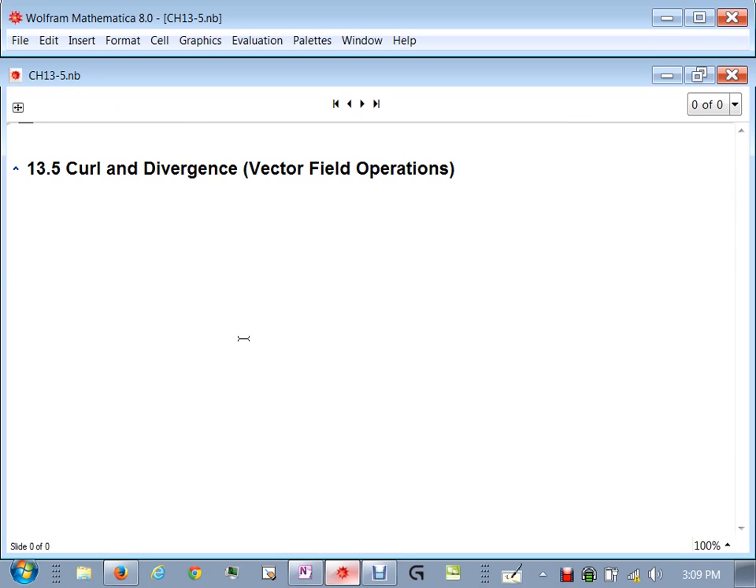All right, let me make sure all my stuff is ready. My Mathematica code for this section usually requires every resource of my computer to make it work.